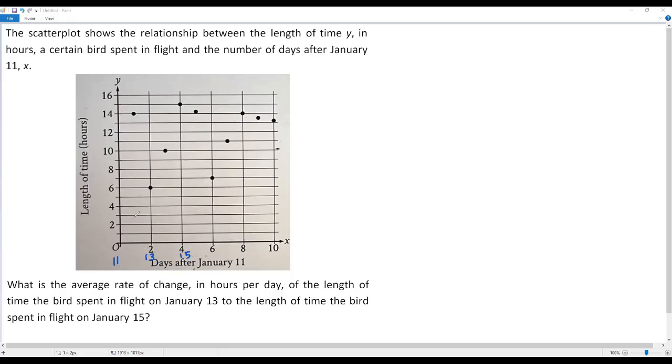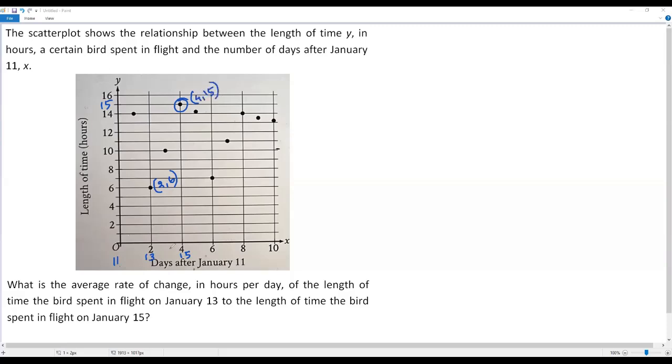So for that, let's find the length of time corresponding to this value 2. So that is 6. So the point we have over here is (2, 6). And also let's find the length of time corresponding to this number 4. So that is 15 over here, because this is a point corresponding to the number between 14 and 16. So here we have 15. So then the point we have over here is (4, 15).